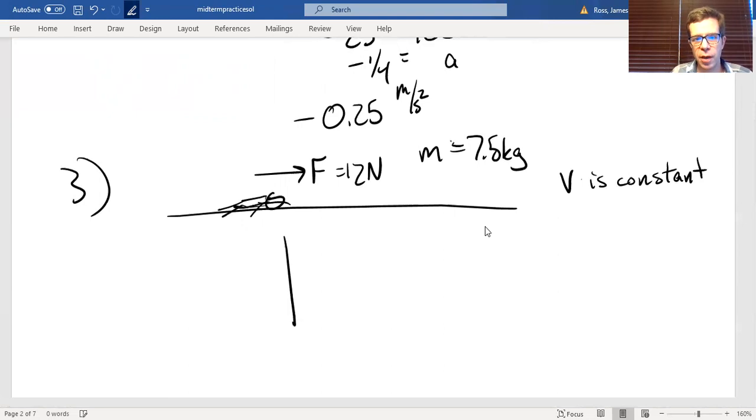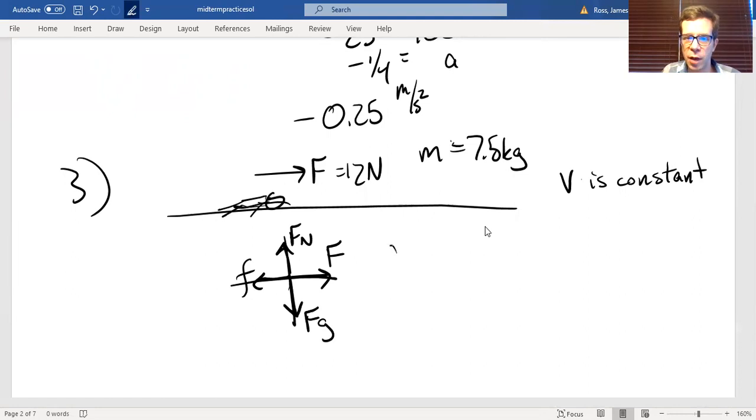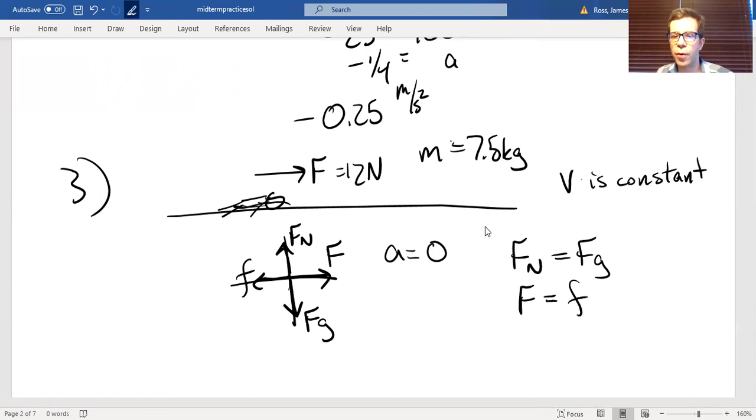So with our free body diagram, we have the applied force of it dragging, we have the frictional force, we have the normal force, we have the gravitational force. All right, constant speed means A is 0. And we get balance in the X and Y direction. I'm going to skip the intermediate steps here since this is a trivial free body diagram here, right? The normal force minus gravity equals 0, so they're equal. The applied force minus friction equals 0, so they're equal.